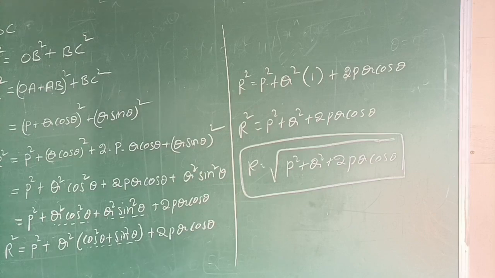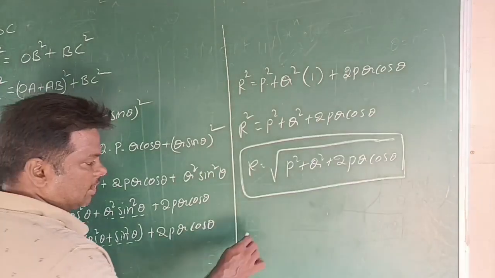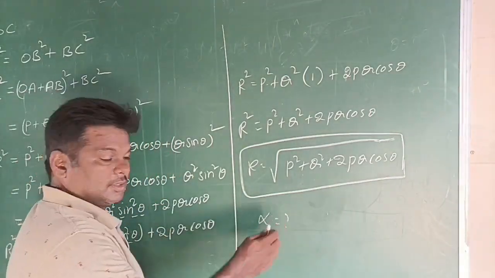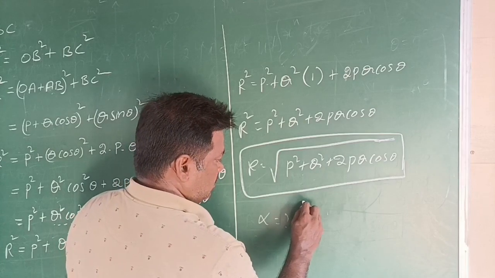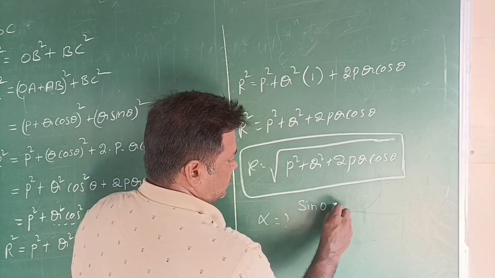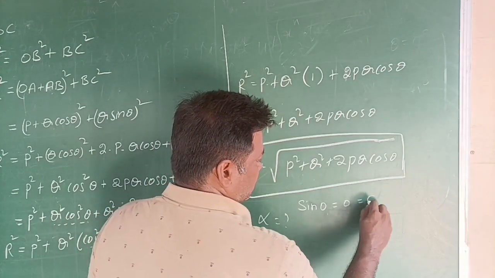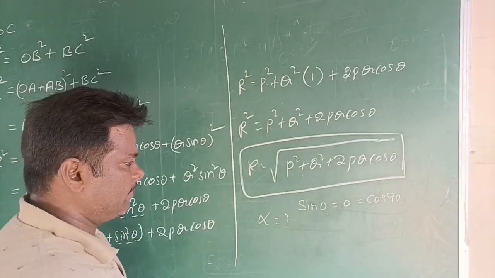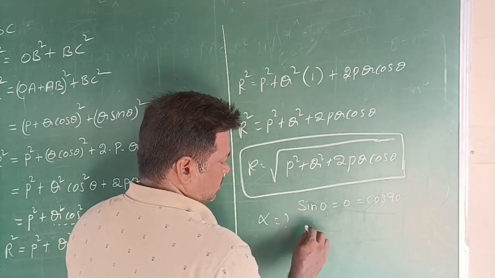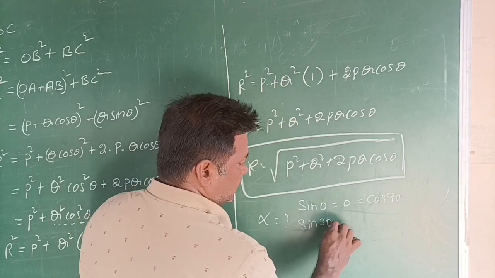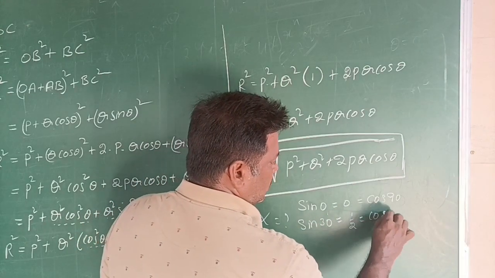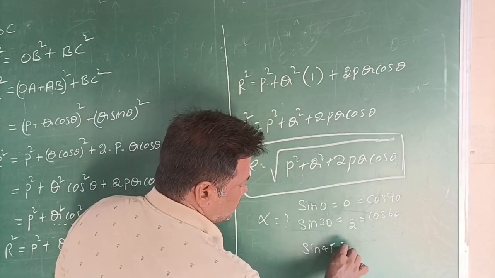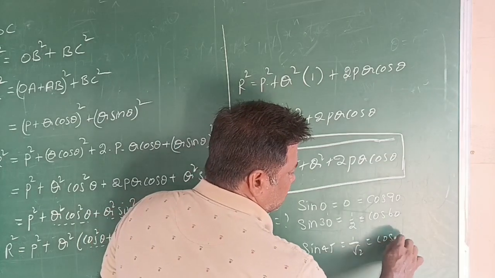In tomorrow's class, we are going to find the direction, that is the alpha value, and some values of trigonometry. I will write a few here because I need these things. Sin 0 is 0, and that is equal to cos 90. Cos 90 is also equal to 0. Sin 30 is equal to 1 by 2, that is equal to cos 60. Sin 45 is equal to 1 by root 2, that is equal to cos 45.